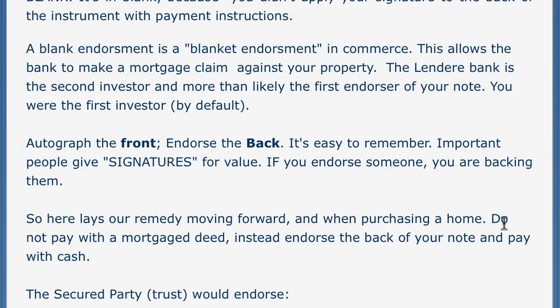And when purchasing a home, do not pay with the mortgage deed against your property. Instead, endorse the back of your note and pay with cash. So you give the endorsement on the back of the note, which is payment instructions to redeem the securities and lawful money to credit to the account of whoever needs to be paid. And that's how you can close the transaction with a promissory note and a banker's endorsement. So that's the teaser, yo. We're going to have to get into that at a different time.